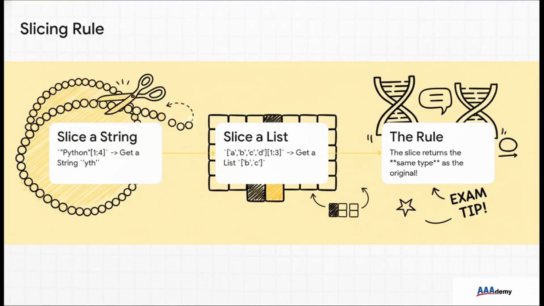When you slice a string, you get back a string. When you slice a list, you get back a list. The rule is incredibly simple, but so powerful. The type of the slice always matches the type of the original. This is a huge tip for exams, by the way.